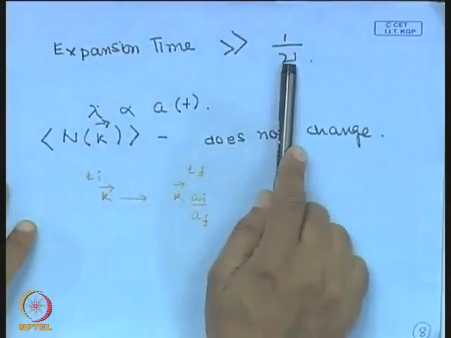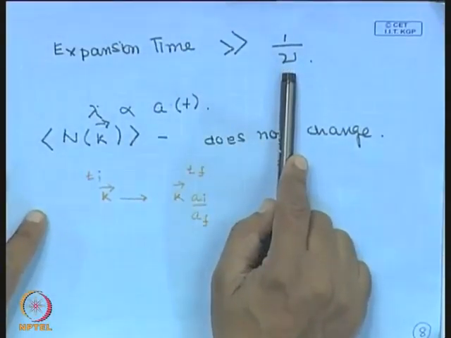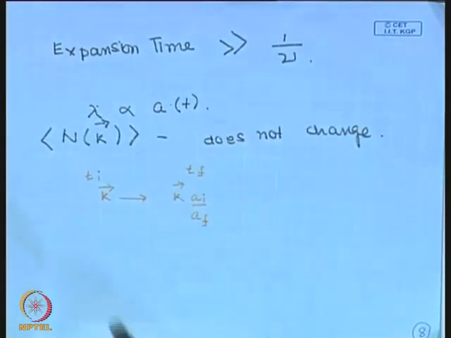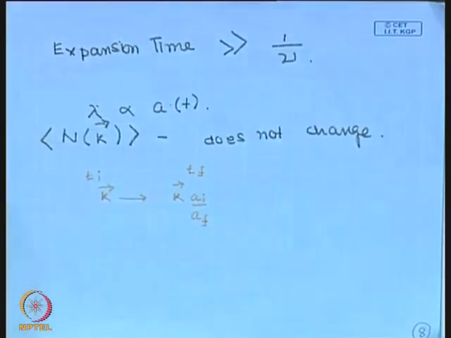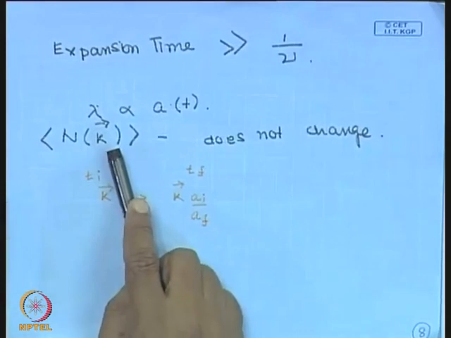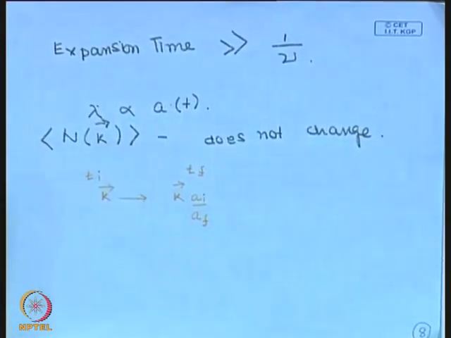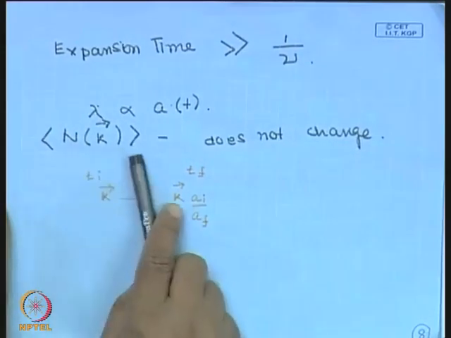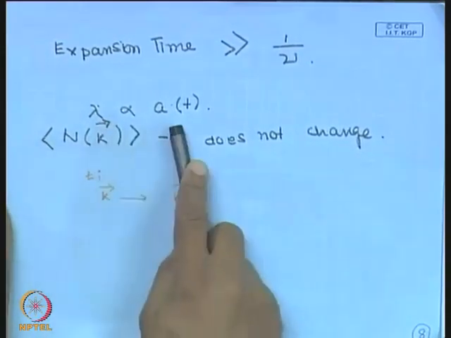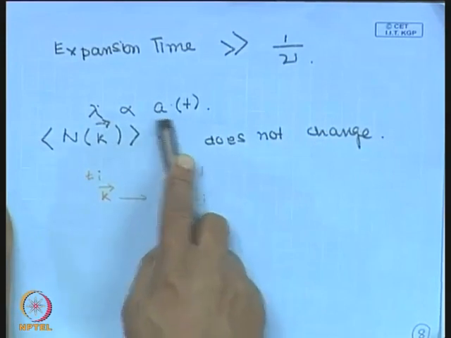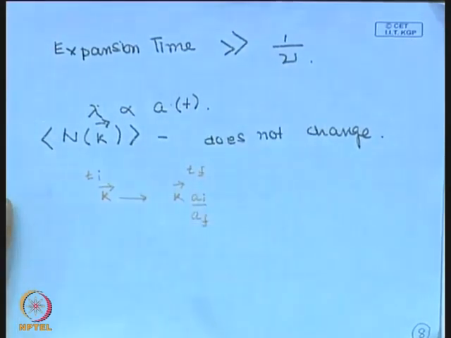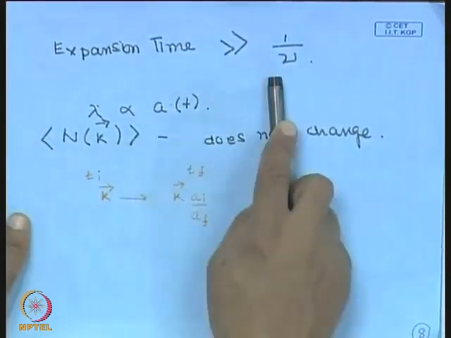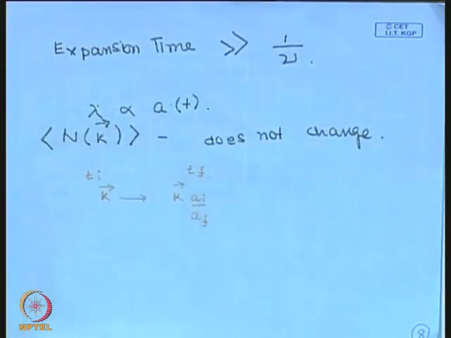Now the expansion of the universe occurs on a time scale which is much larger than the time period of the oscillation. So we can think of the expansion as not changing the number of particles in each mode, but just causing the wavelength or the frequency of the mode to change slowly. The wavelength changes slowly, proportional to A. So the rate at which A increases is much slower than the rate at which the wave oscillates. The expansion causes the frequency to go down or the wavelength to increase.